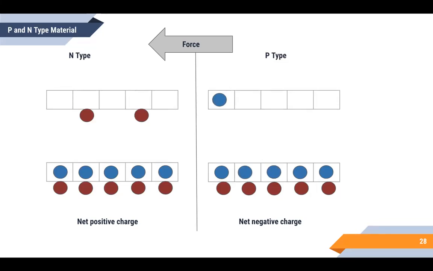This is represented by a charge difference between two materials and indicates if an electron were to travel towards the P-type material side, there would be an opposing force.